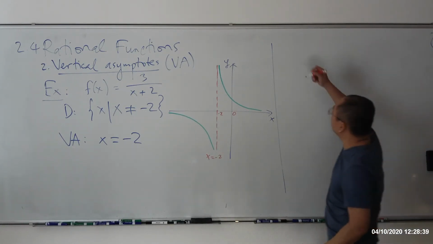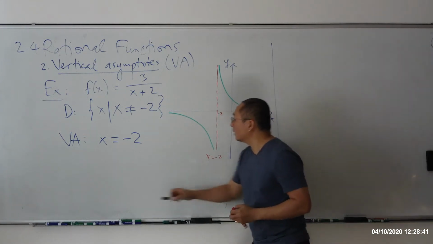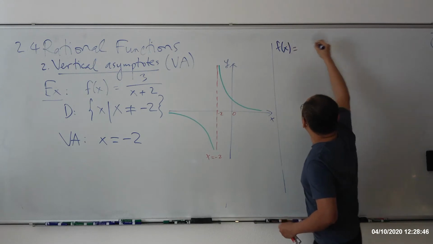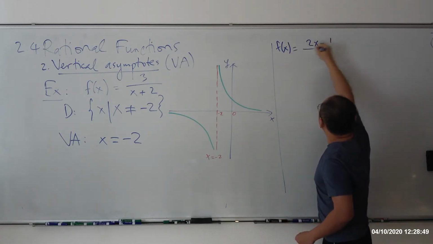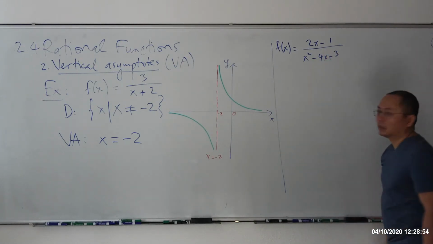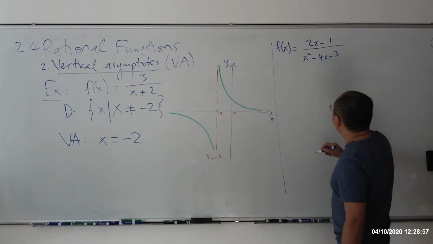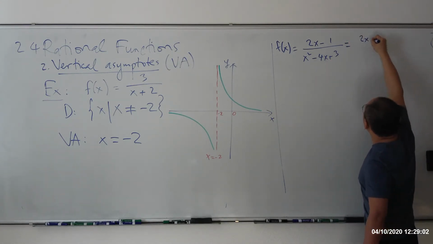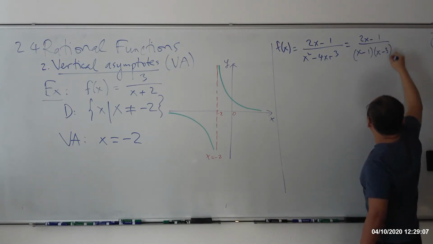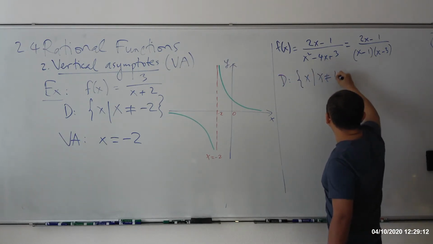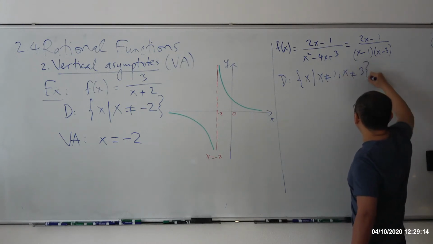How about this? f of x is equal to 2x minus 1 over x squared minus 4x plus 3. We're going to go over the whole thing. So first of all, let me factor the denominator: 2x minus 1 over (x minus 1)(x minus 3). And the domain is all real numbers x, x cannot be equal to 1, x cannot be equal to 3. We talked about this already.